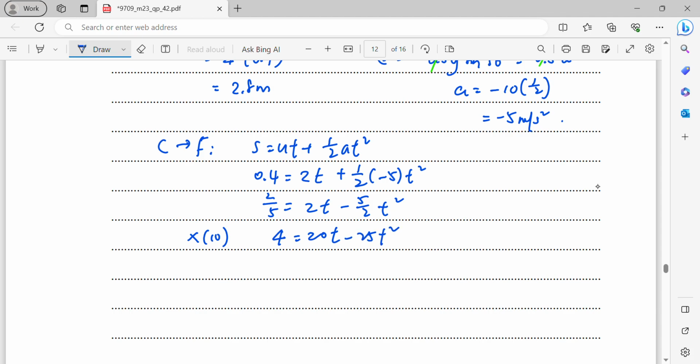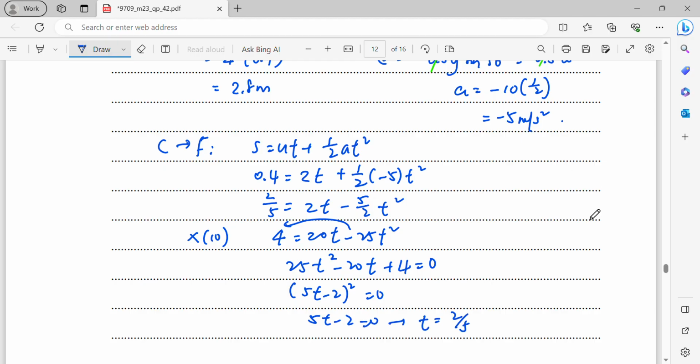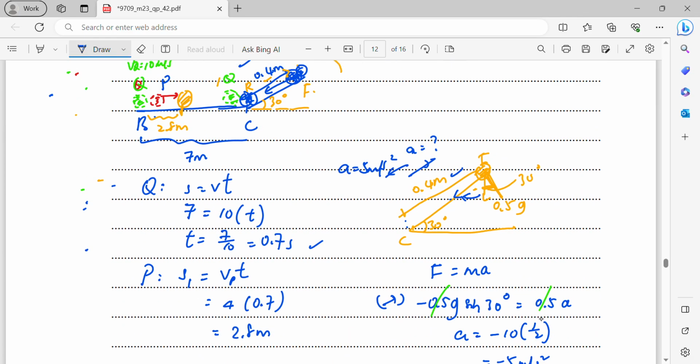And now I rearrange this to get the quadratic equation. That is 25t squared, I move all the terms to the right side, minus 20t plus 4 equals 0. Okay, then from here, this quadratic equation can be factorized into (5t minus 2) squared equals 0, which means 5t minus 2 equals 0, t equals 2 over 5. This means we need 0.4 seconds for the combined particle to move from C to F.